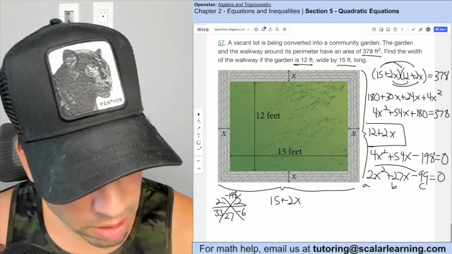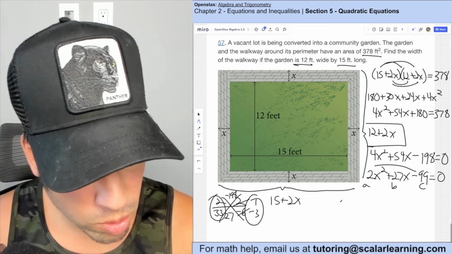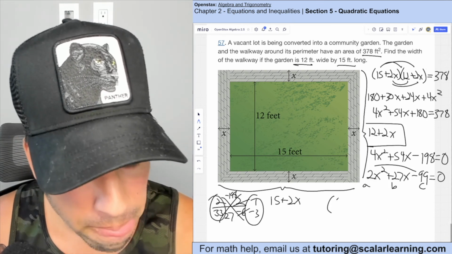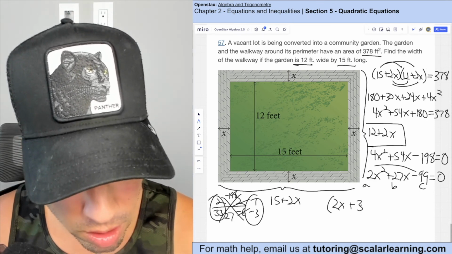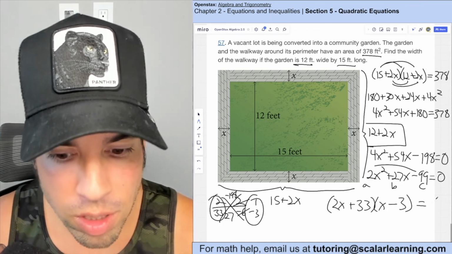Now we're going to reduce these like fractions. That becomes 1 and negative 3. And this can't be reduced, which is nice. So it becomes 2x plus 33 times x minus 3 equals 0.